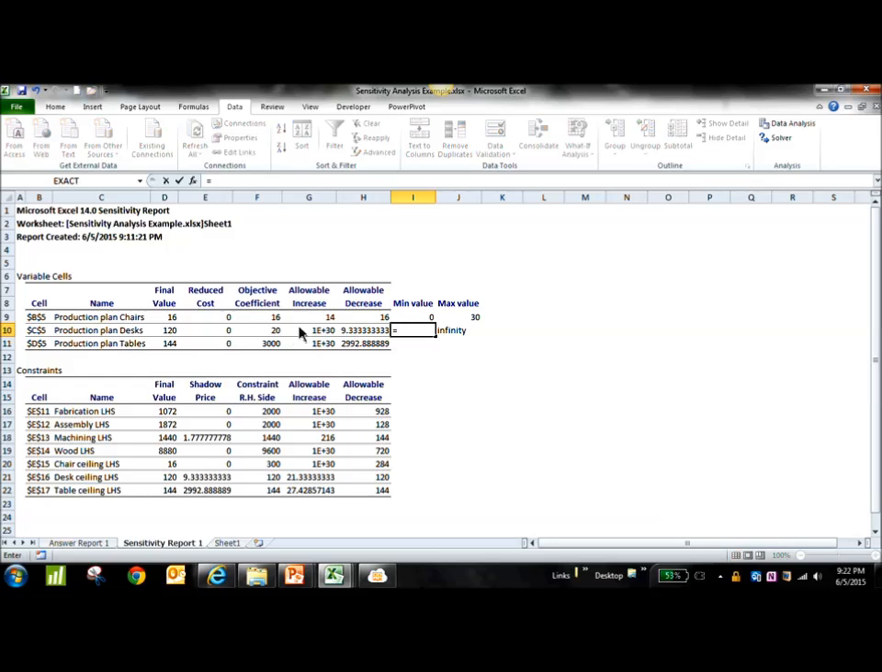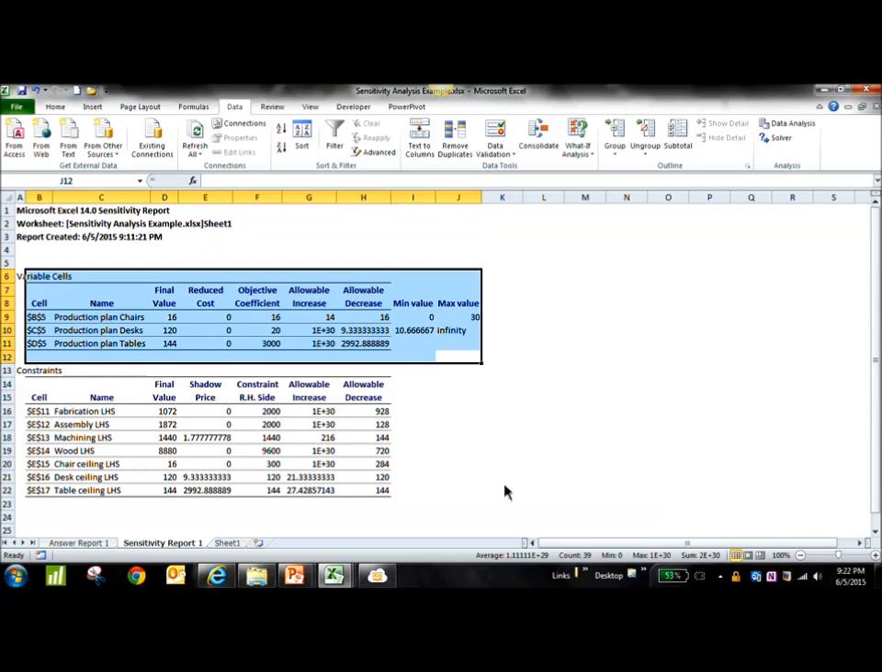And for the decrease, I can just do this, multiply minus this, and it will tell me that I can vary this second coefficient between 10.66 and infinity, and it will not affect my production plan. So that is the first part of the sensitivity analysis.